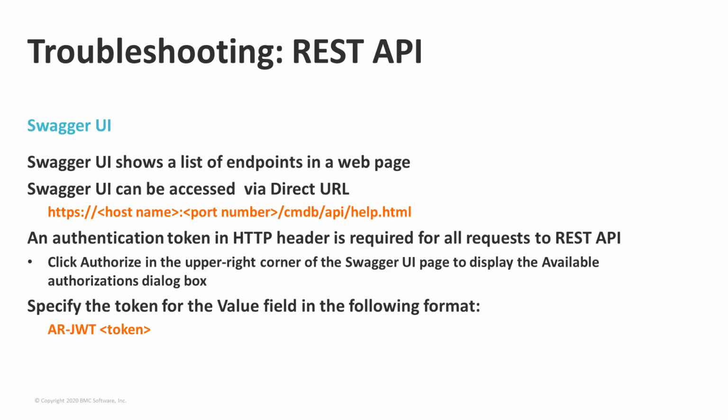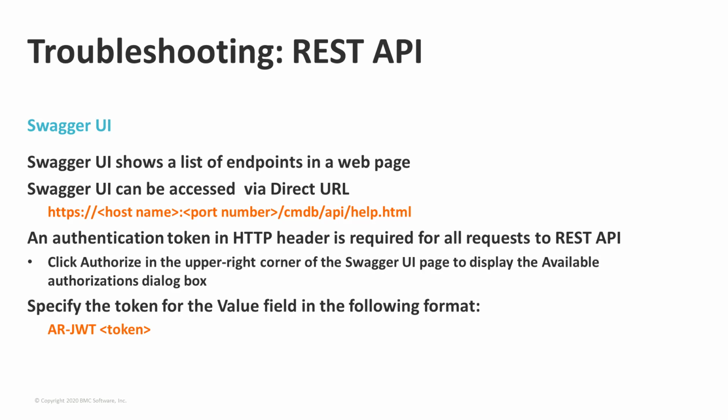And finally, another tool we have is the Swagger UI. The Swagger UI will show you a list of the REST API endpoints in a web page. There you can read and submit requests after authentication. Default values for all the parameters will be automatically populated, making it easier to make a REST API call.